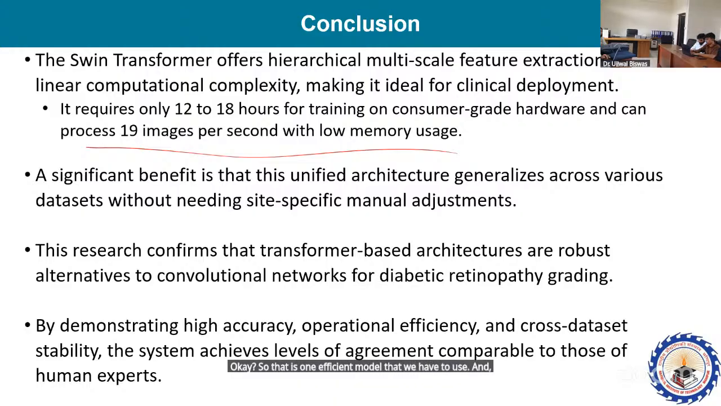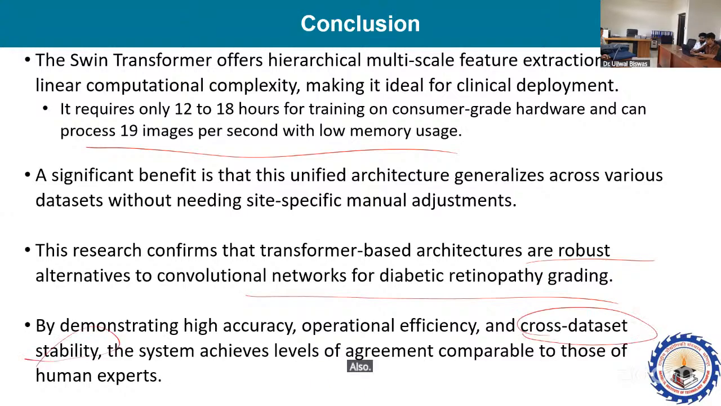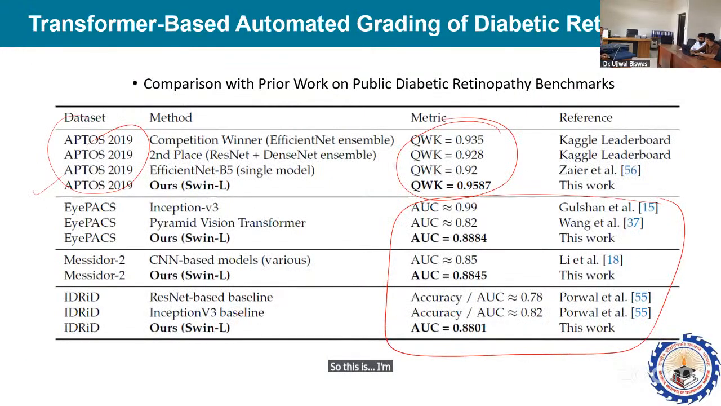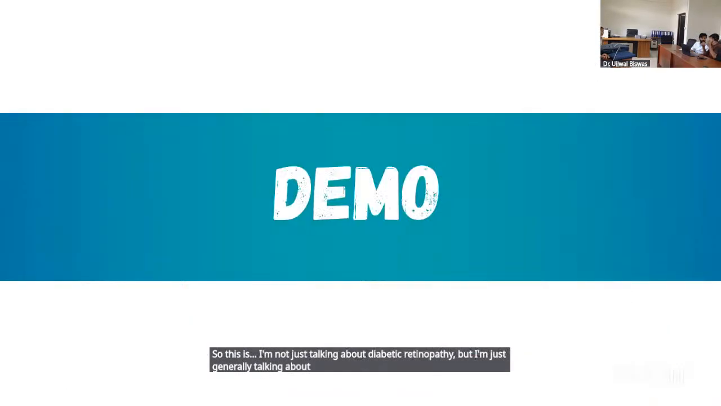And it should be robust to other models as well, like CNN, and also it should maintain cross data set stability, meaning that if you are getting a very high score in one data set and the same model is getting a very low score in another set of data, then there is a problem in the model. So we have to have cross data set stability before our deployment process. I'm not just talking about diabetic retinopathy, but generally about medical diagnosis.